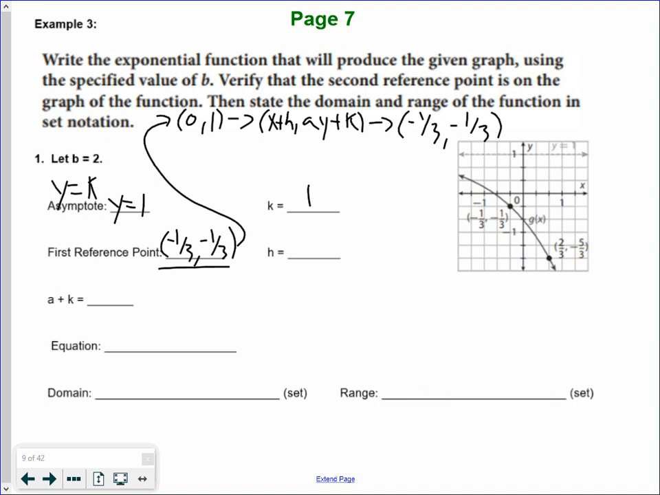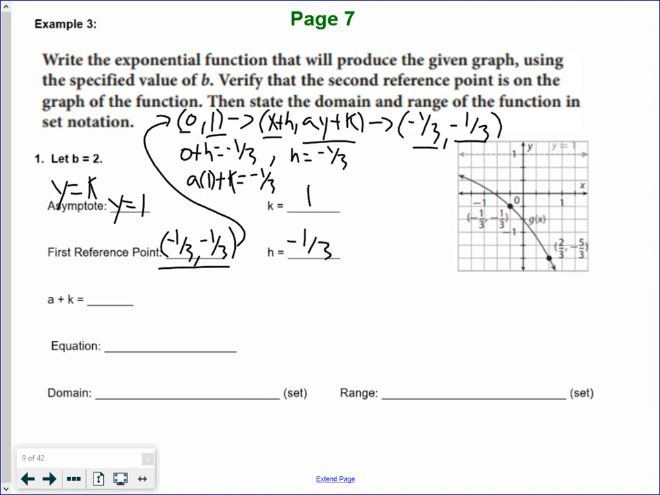Looking at this over here, when x is 0, we plug that into x plus h. That'll give us negative 1/3. So 0 plus h will give us negative 1/3. And also, when our y value is 1, we put that into ay plus k. That'll also give us negative 1/3. So we know a times 1 plus k will give us negative 1/3. Or in other words, h is just the x value of your first reference point. So h is negative 1/3.